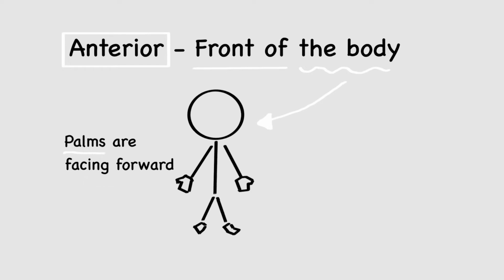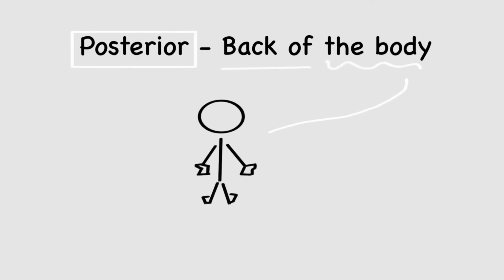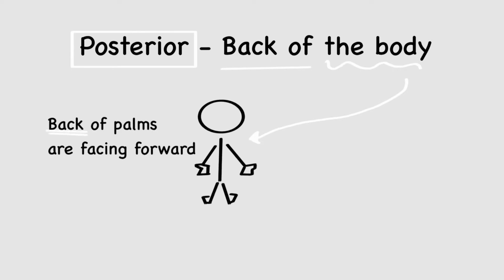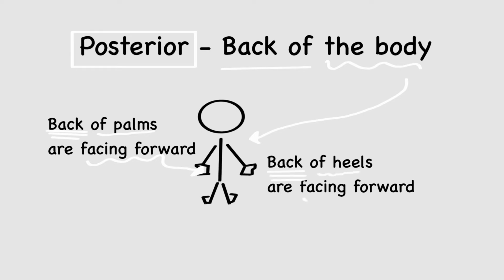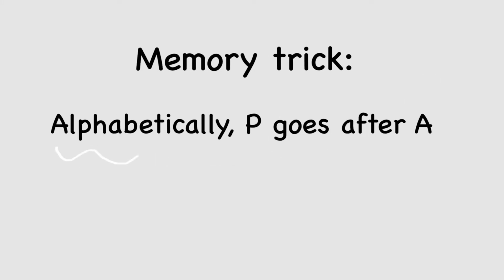Specifically, the palms are going to be facing forward, your toes are going to be facing forward. That's the first one. Posterior would be the back of the body. Instead of your palms facing forward, it would be the back of your hand that's facing forward. Instead of your toes facing forward, it will be your heels that are facing forward. And alphabetically, A comes first, everything's pointed first. But for posterior, posterior's last at the back, P comes later on in the alphabet, and everything's facing backwards. That's the way I like to think of it.